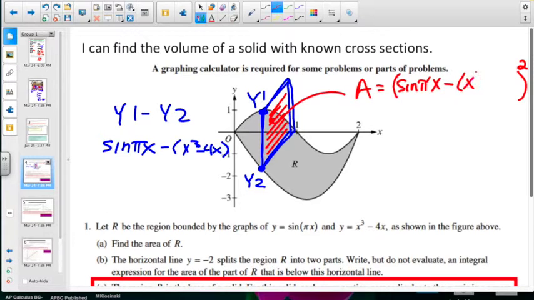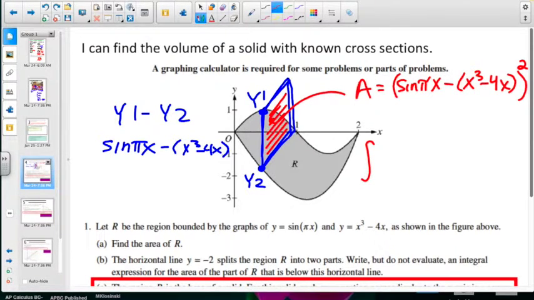What mode do we need to be in if I'm going to have to do an fnInt on this? Radian. How come? Because of sine pi x. Yeah, we have a trig function here, and we know that our trig values are always measured in radians, at least in calculus they are, unless you really specifically see that degree symbol. So there's our area. So what does this integral then look like?